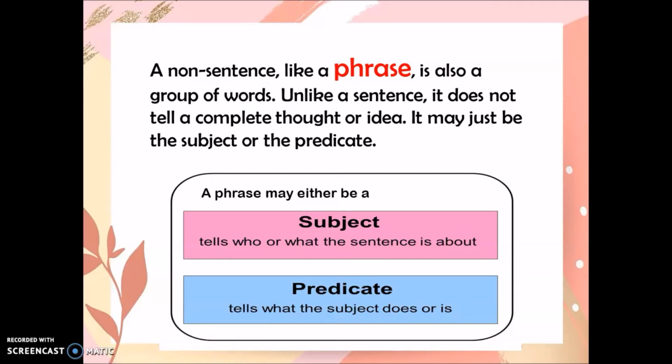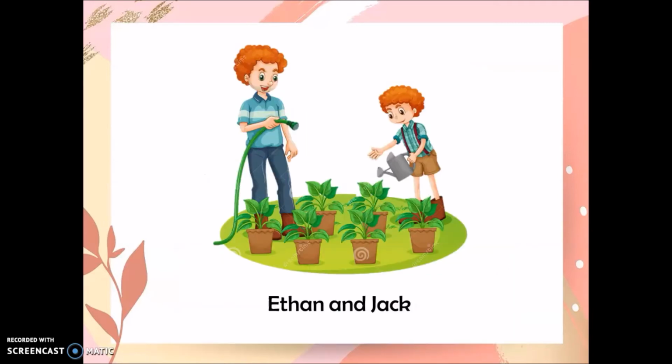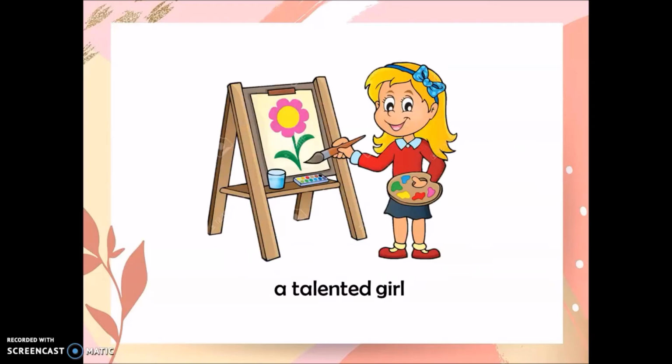Let us have some examples of phrases. Ethan and Jack. Look at the picture. It says Ethan and Jack, meaning this is a subject. It doesn't have a complete thought or idea. A talented girl. Again, this is not complete because it is just a predicate.